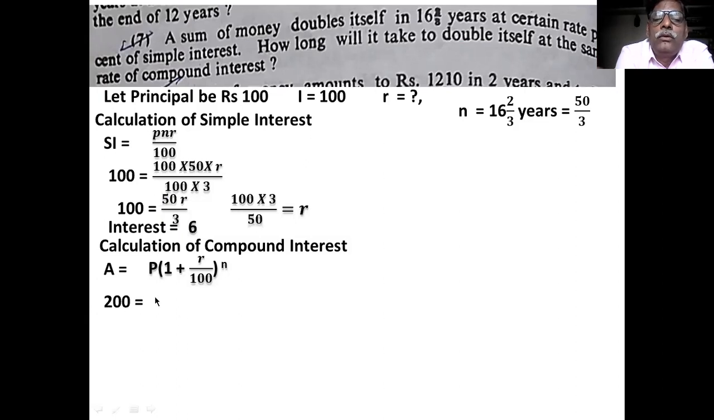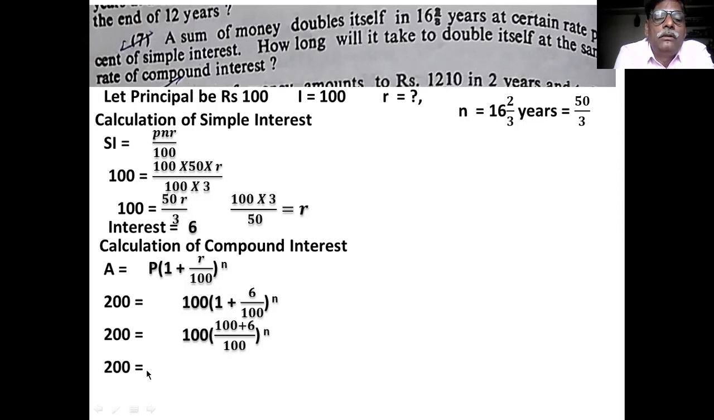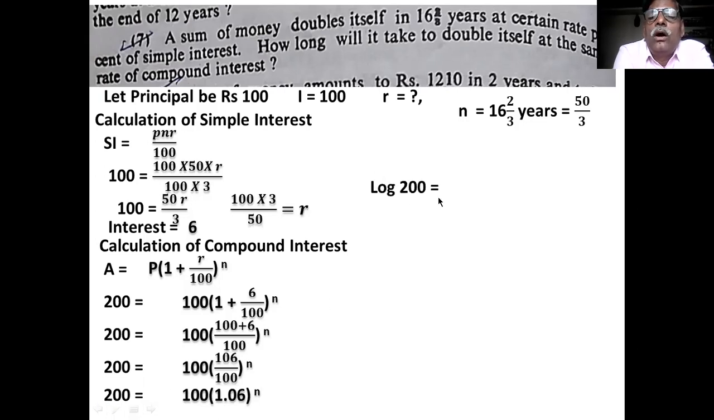So 200 is equal to 100 into (1 plus 6 by 100) raised to N. If you solve this, this is the next step. 100 plus 6 by 100, then 200 is equal to 100 into 106 by 100, that is 1.06 raised to N. At this stage, you take the log. So log 200 is equal to log 100 plus N log 1.06.